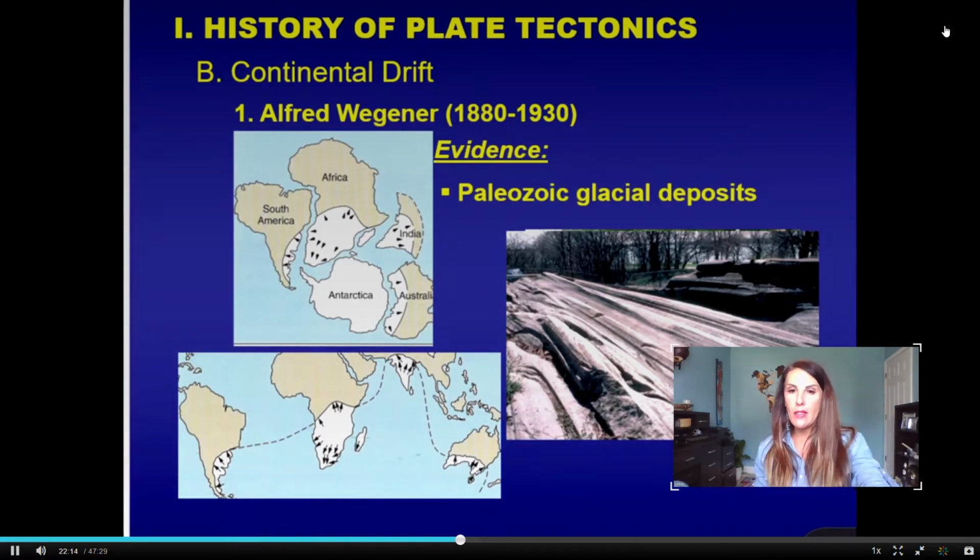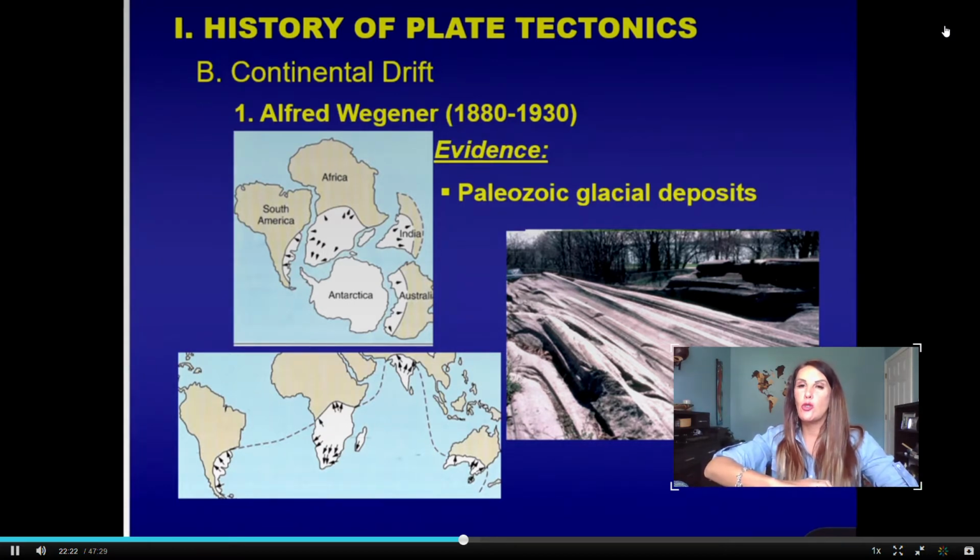So looking at the map on the left, Antarctica in the Paleozoic, so Paleozoic 570 million years to 248 million years, Antarctica was glaciated. That was the center of the ice sheet. And then you could tell by the striations the direction in which that glacier was moving.